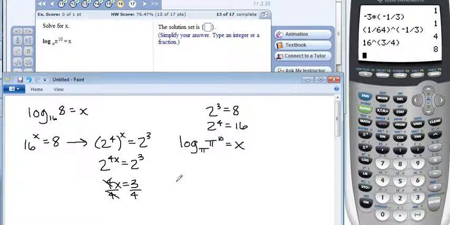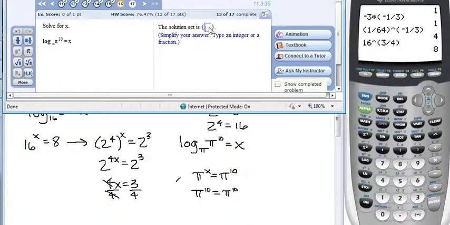We have pi to the x is this. So we have pi to the x is pi to the 10th. Well, that's so easy that it's just ridiculous. x has to be 10, right? The only thing that's going to make that true is pi to the 10th is pi to the 10th. So x has to be 10. So even though that looks really nasty, it's easier than the other ones.